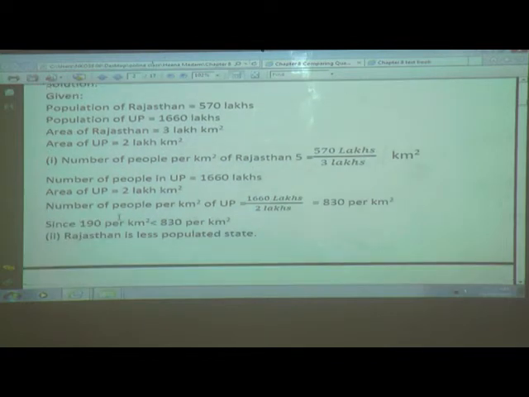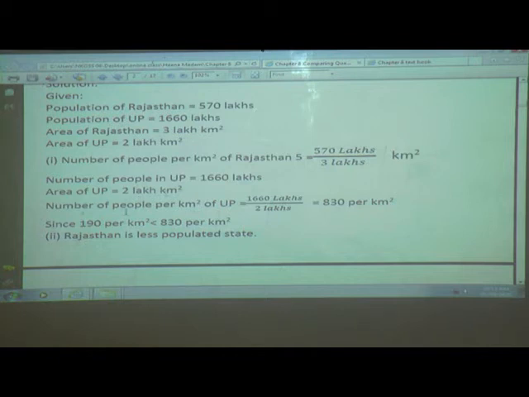So we will write here, the number of people per kilometer square of Rajasthan is equal to 570 lakhs upon 3 lakhs. What we have done is, we have to find the population of Rajasthan divided by the area of Rajasthan, that is 570 lakhs upon 3 lakhs. The number of people in UP is equal to 1660 lakhs, which we have already jotted down here, and the area of UP is 2 lakh kilometer square.